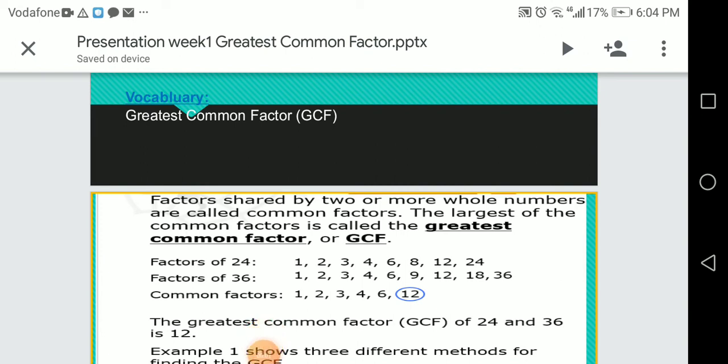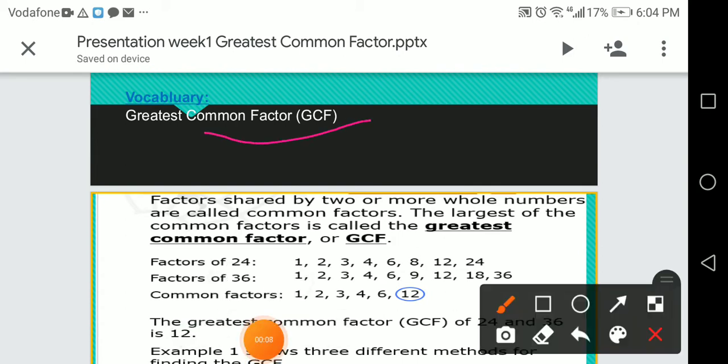Today we are going to have lesson 1 on quarter 2. So I have here greatest common factor and prime factorization. I know that we have taken this before, but today we are going to have this in more detail.